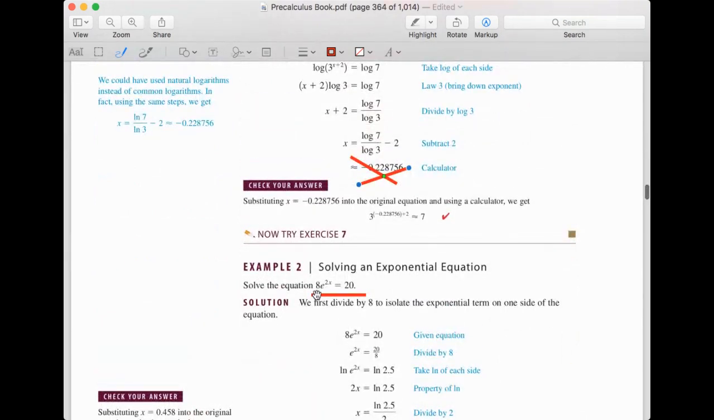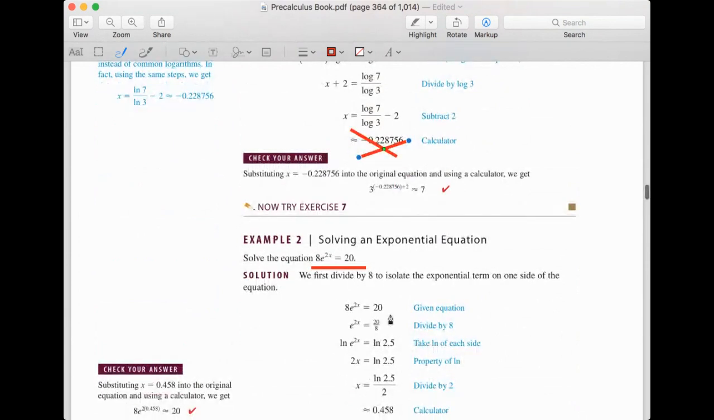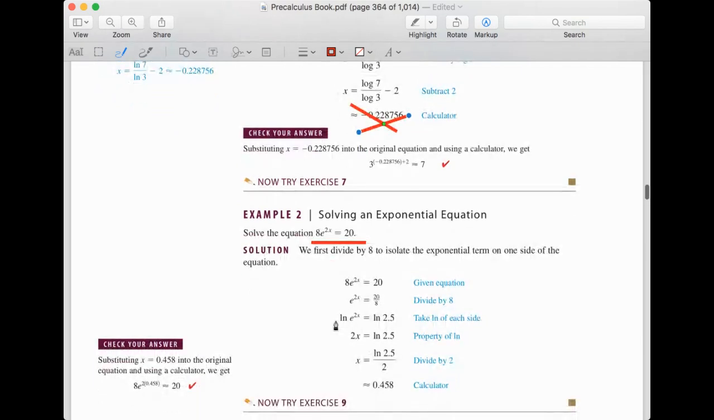So here we have 8. Let's divide by 8 on both sides. Once we divide by 8, we have e to the 2x equals 20 divided by 8, which we can write as 5 over 2 or 2.5. We'll put the ln on both sides. We move 2x down, so we have 2x ln e. Remember, ln e equals 1. This is one of the properties.